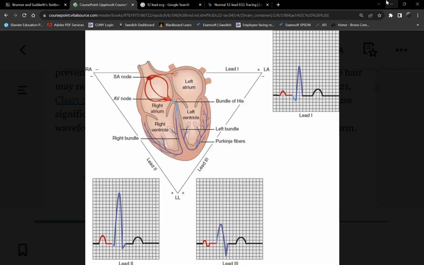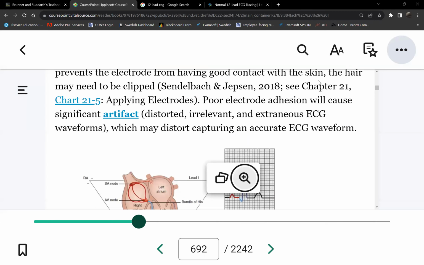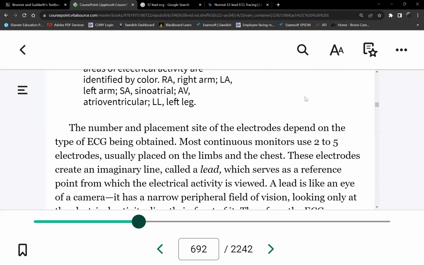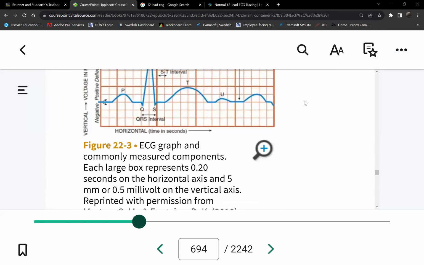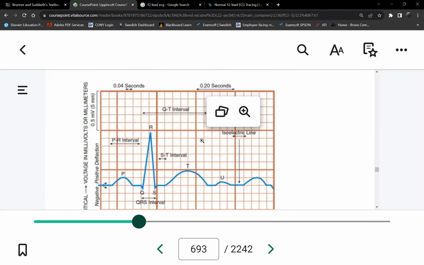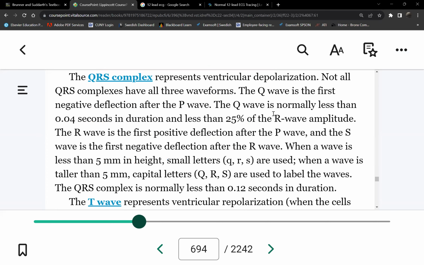So ventricles contract. What will appear on the ECG? On the monitor? The QRS complex appears. Okay, so you'll see the QRS complex, which represents what? Thank you, Mr. Garriston.